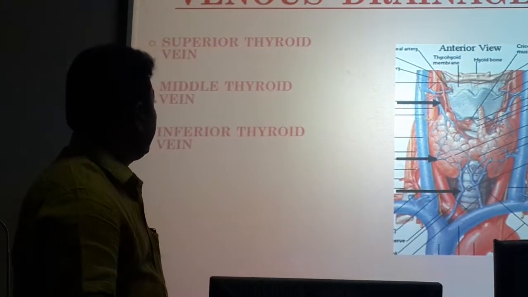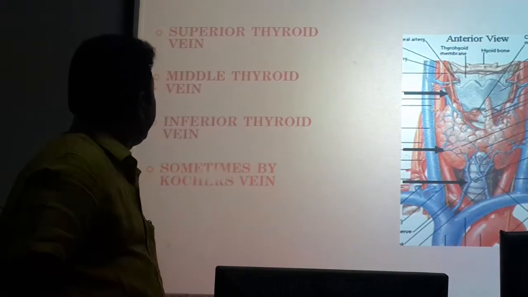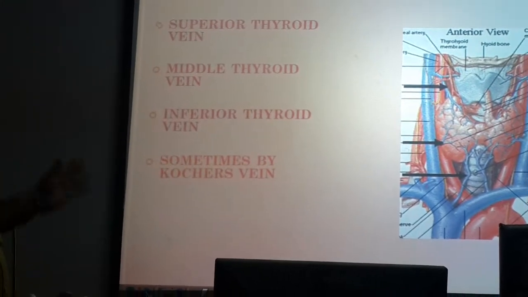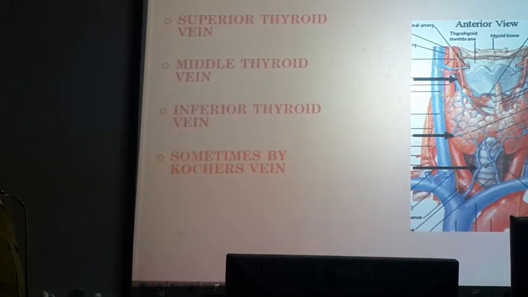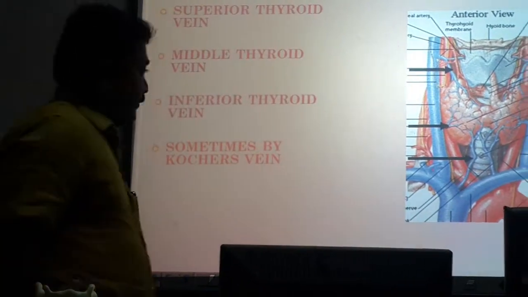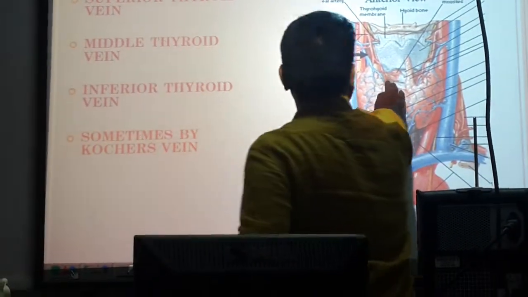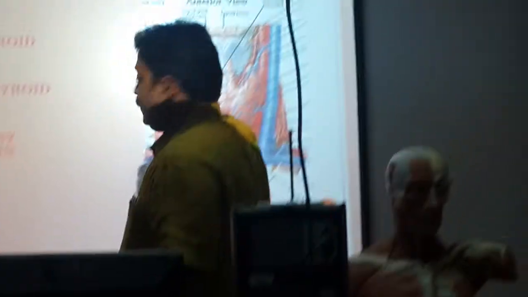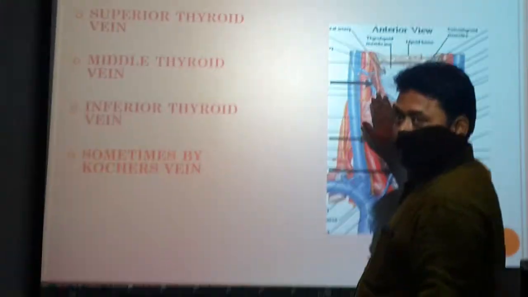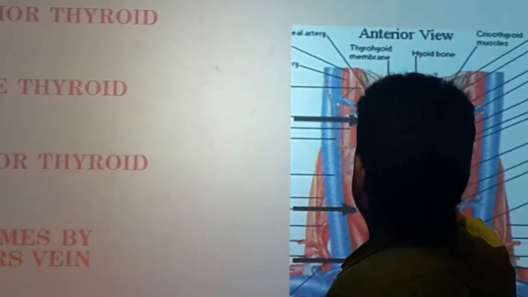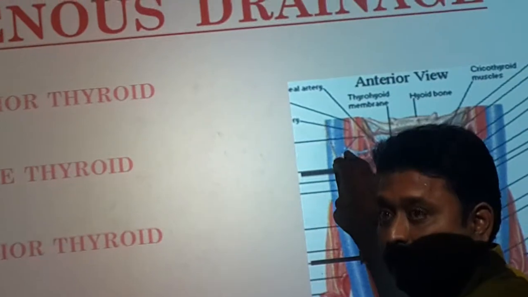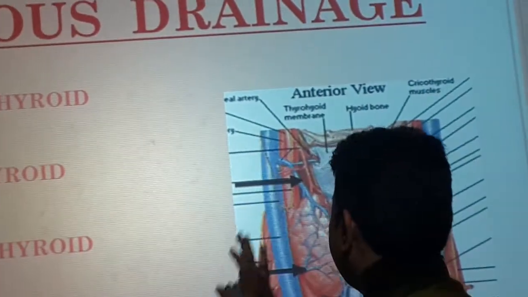Venous drainage is by the superior thyroid vein, middle thyroid vein and inferior thyroid vein. The superior thyroid vein emerges at the apex and drains into the internal jugular vein.